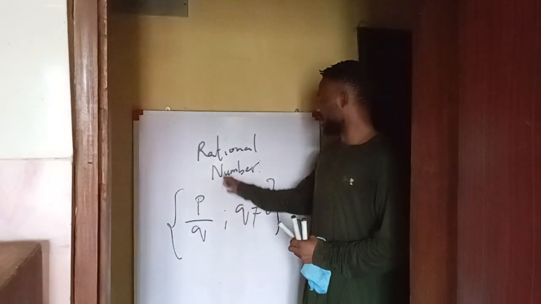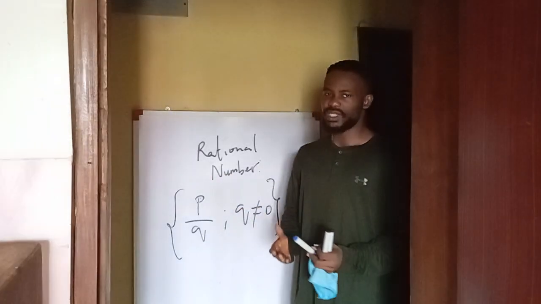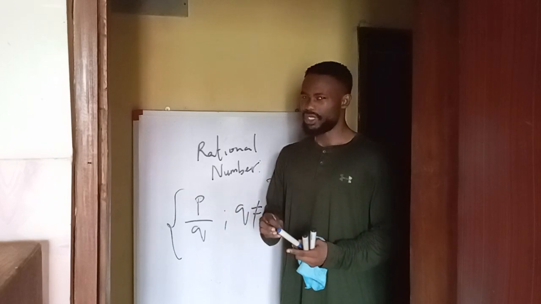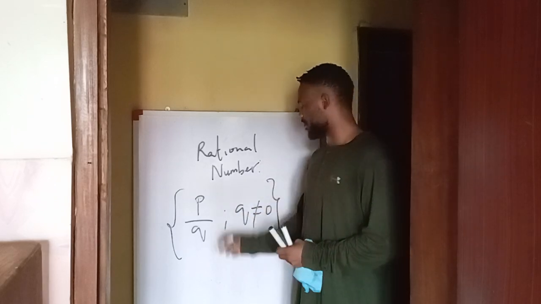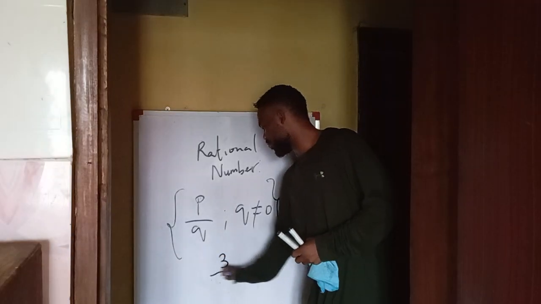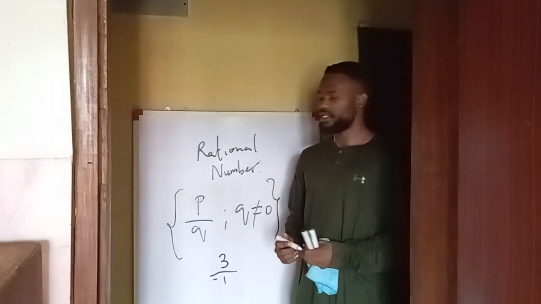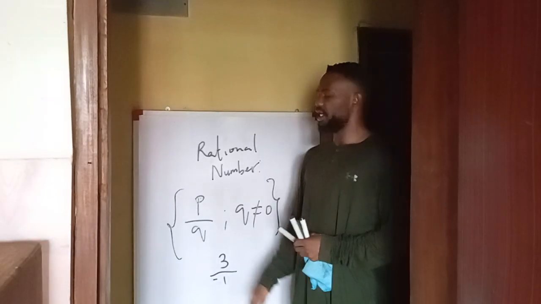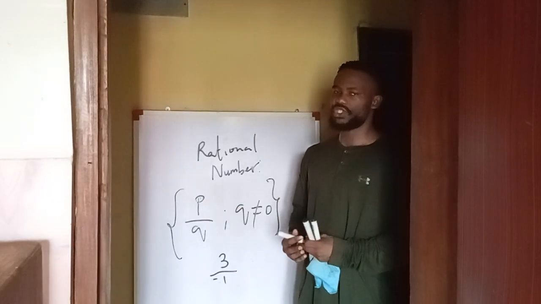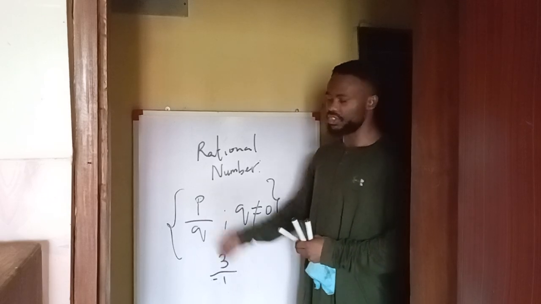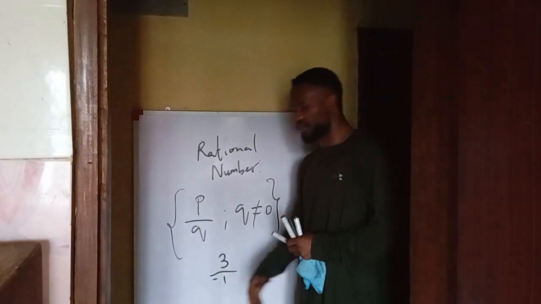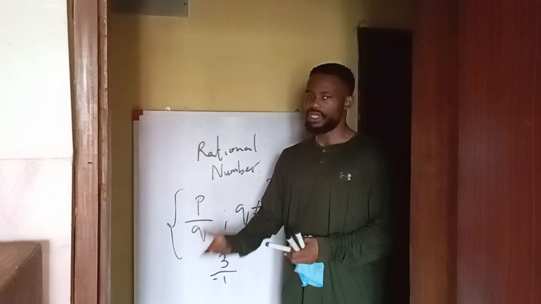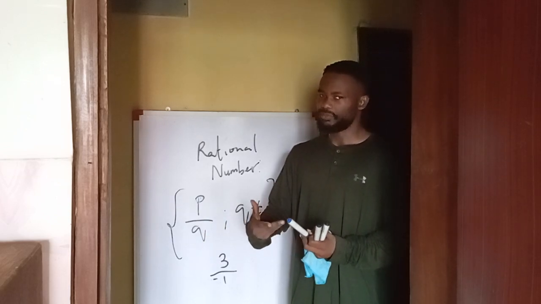So for that reason, rational numbers are the ratios of integers. What I mean is that this can also be 3 over minus 1. You see it? This is a positive whole number, which is an integer. This is a negative whole number, which is an integer. And you see that both of them can exist. So we can say that they are ratios of integers. So provided that the denominator is not 0, rational numbers can include integers. They can also include natural numbers.